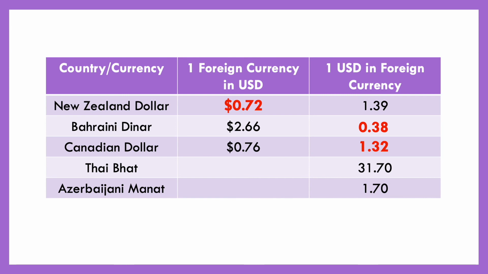Now, how about the Thai baht? It takes 31.70 Thai baht in order to purchase 1 US dollar. So therefore, each Thai baht is worth how many US dollars? Well, they're each worth about 3 cents based on rounding. And how about the Azerbaijani manat? If we were to say, okay, $1 costs you 1.70 Azerbaijani manats, we just do 1 divided by 1.70, and you get 1 manat would cost you 59 cents US.